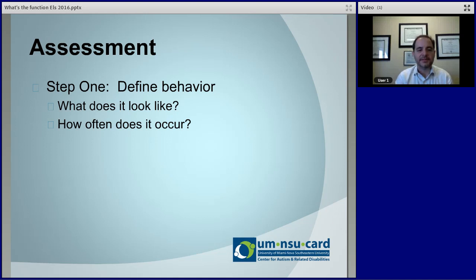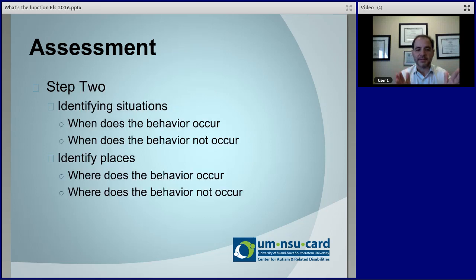So let's first define the behavior. We're going to define biting, let's say. And so what does biting look like? I think you know what biting looks like: putting someone else's skin between your teeth and clamping down, right? How often does it occur? A couple times a day, let's say. And so now going forward, we're just going to focus on biting. We're not going to introduce tantrums because they might actually be maintained by different consequences. And so let's just focus on one at a time.